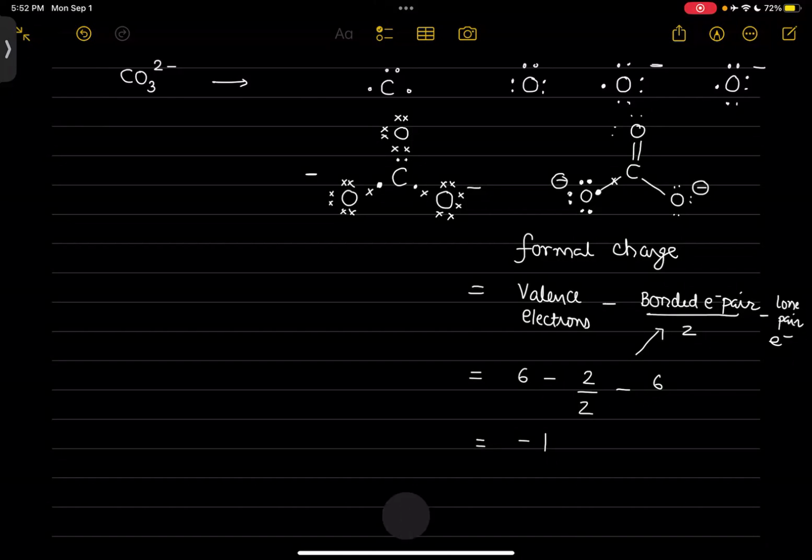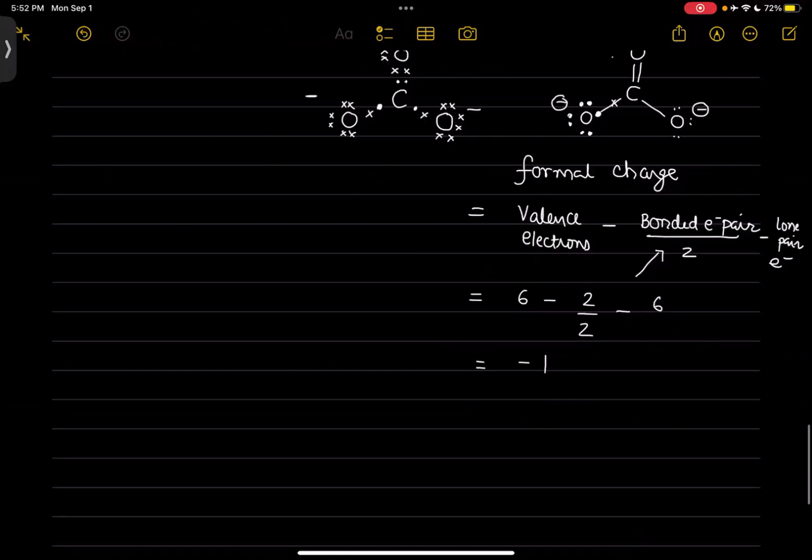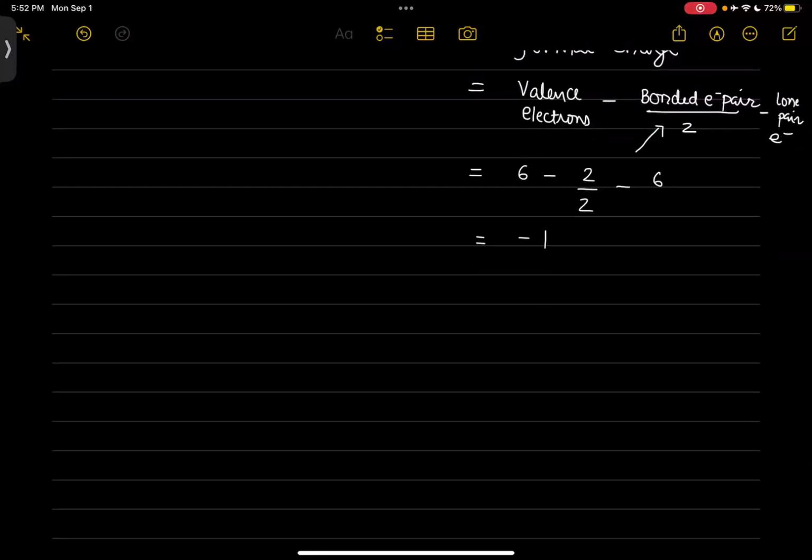Okay. This is how you get the formal charge on an atom in a molecule. Clear? Yes. For example, what is the structure of NH4 plus?